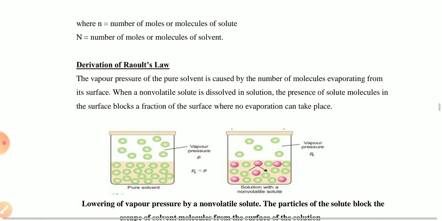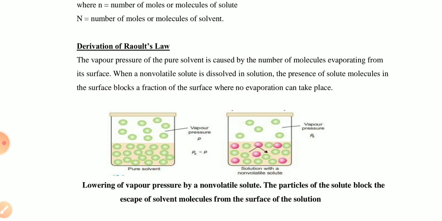Now, let us understand this from the diagram. There are some moles of a solute dissolved in a solution. The vapor pressure of a pure solvent is caused by the number of molecules evaporating from its surface. What happens when a non-volatile solute is dissolved in the solution? The presence of solute molecules on the surface blocks a fraction of the surface where no evaporation takes place.